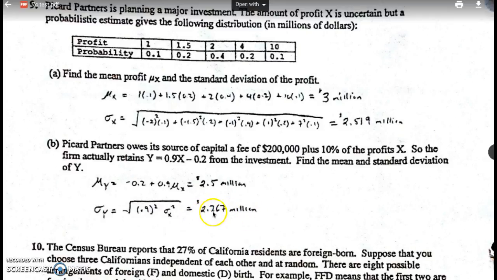Now that might be 2.2. I can't read my handwriting, but you can calculate that on your own and just check and see if that's a 2 or a 7. But that's the process you do for part B.